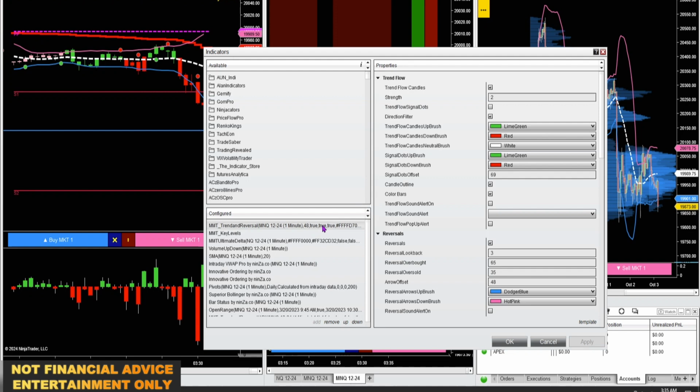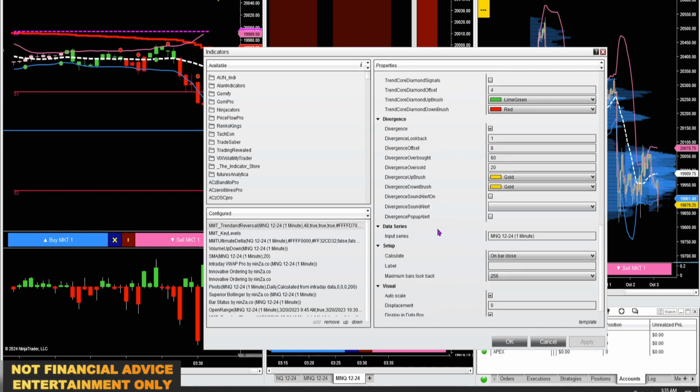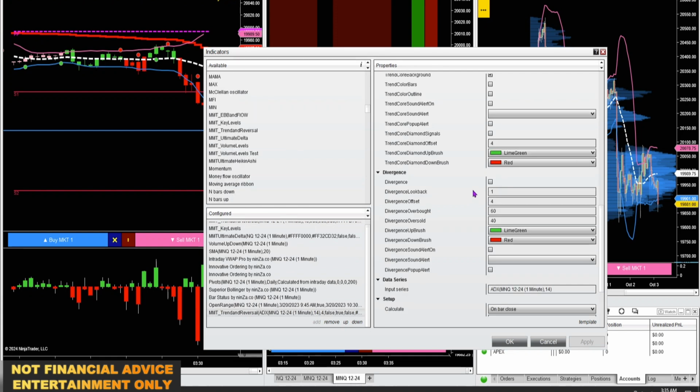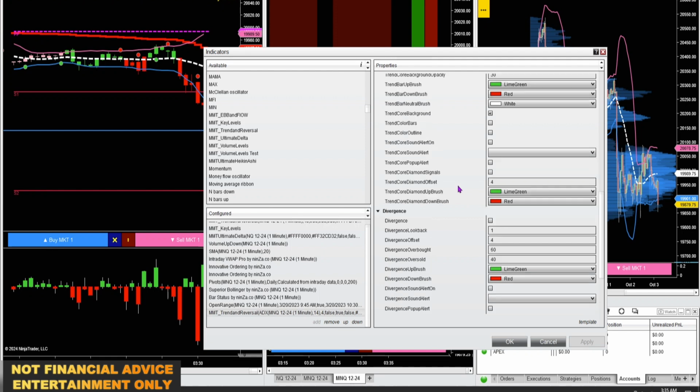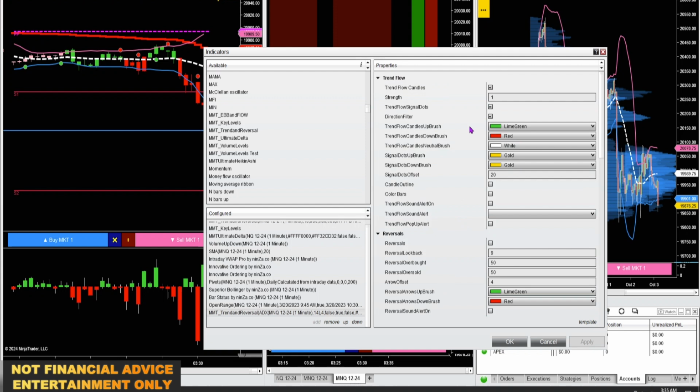So here I've got my basic instance of the MMT trend and reversal. This is printing the candles, the reversals, the background, the divergences. It's just got the built-in default input series of price. What I've done is I've added another instance of the MMT trend and reversal. I've unchecked everything, the divergence, trend core unchecked, reversals unchecked.